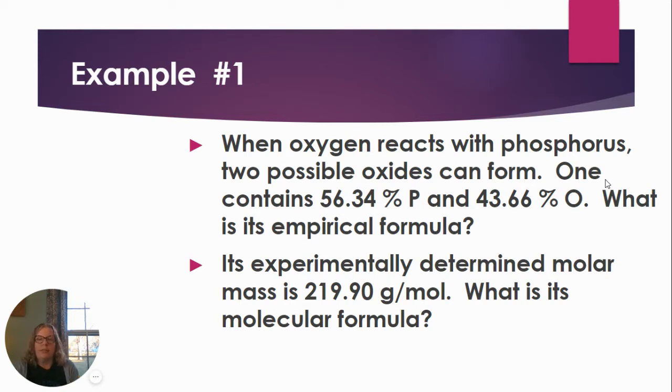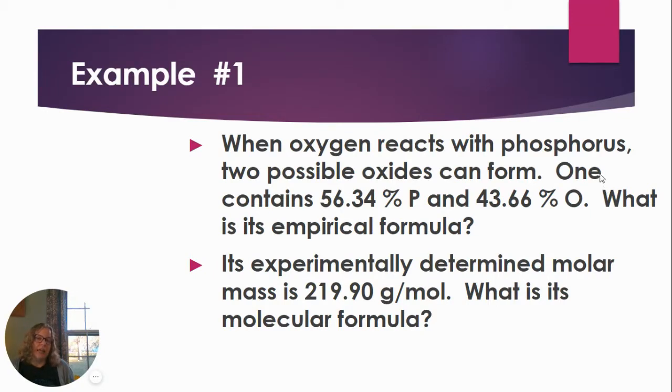So example number 1 says, when oxygen reacts with phosphorus, 2 possible oxides can form. One contains 56.34% phosphorus and 43.66% oxygen. What is its empirical formula? And then the second part of the question is, its experimentally determined molar mass is 219.90 grams per mole. What is its molecular formula?